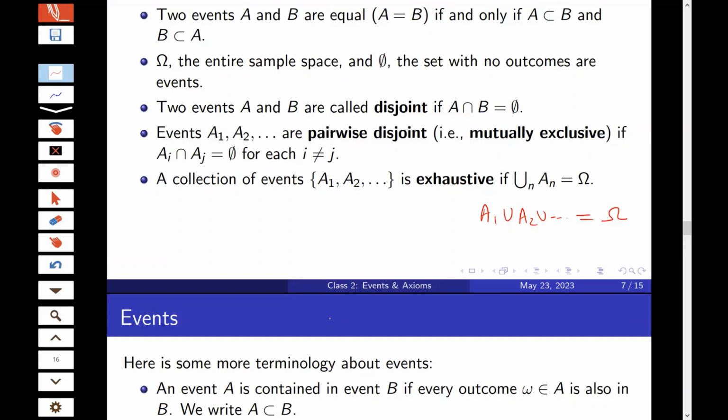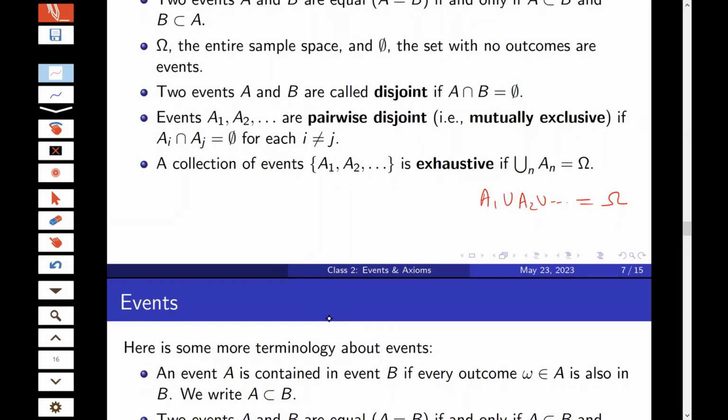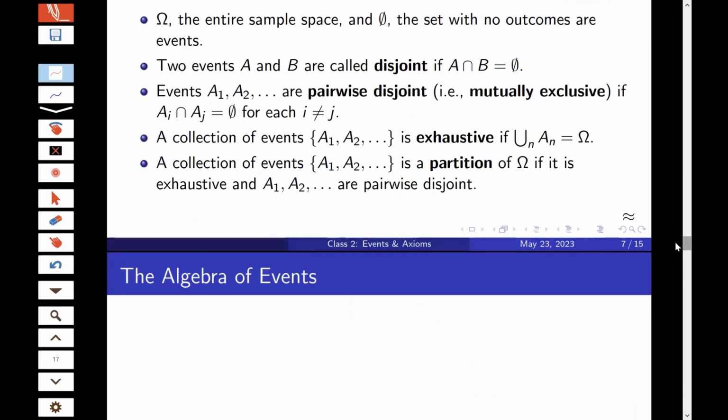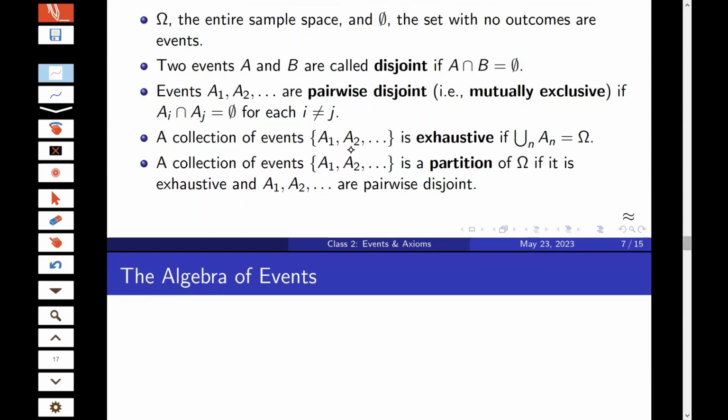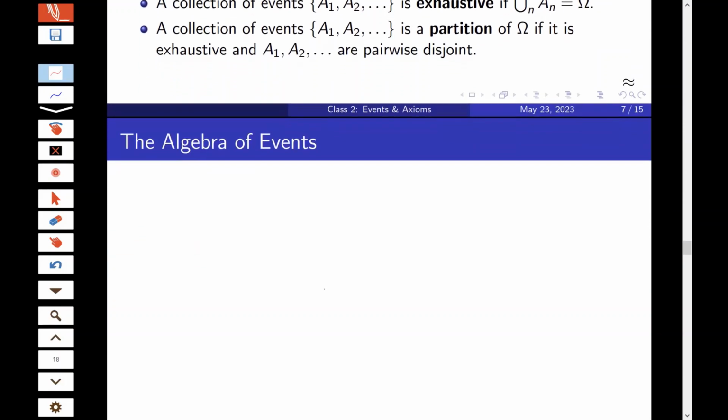Okay, and one more concept, we can combine disjoint and exhaustive, and call this a partition. So we say A1 to AN is a partition of omega if it is exhaustive and pairwise disjoint. If both happen at once for a collection of events, pairwise disjoint and exhaustive, then we say it is a partition of omega.